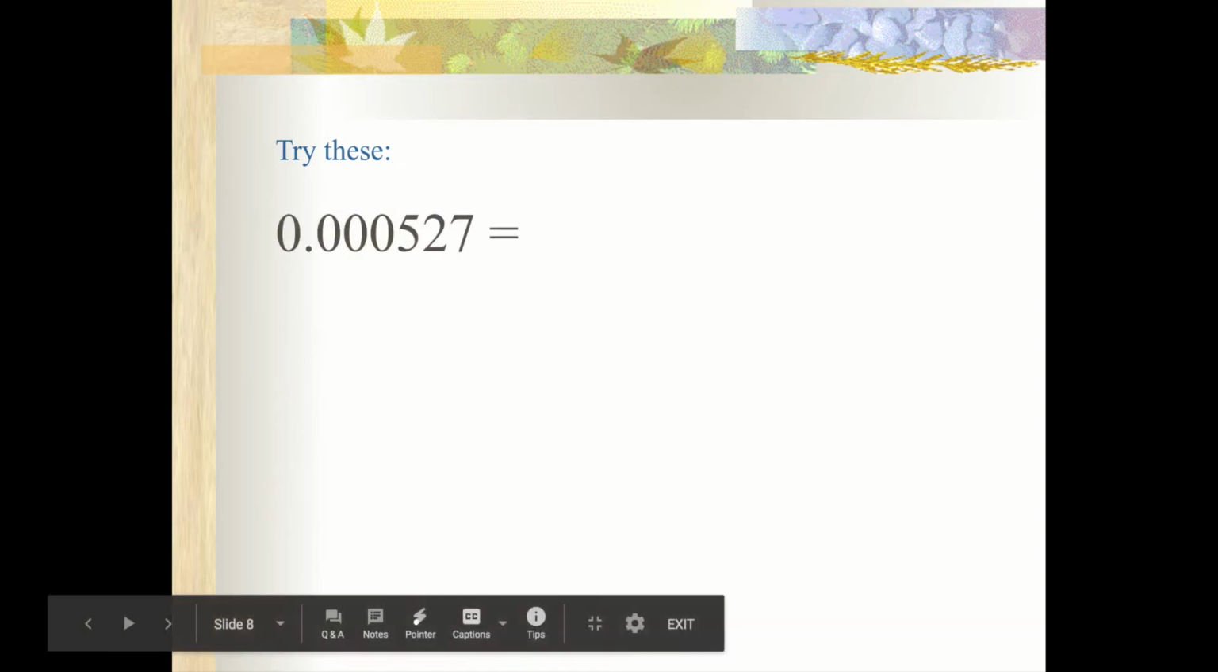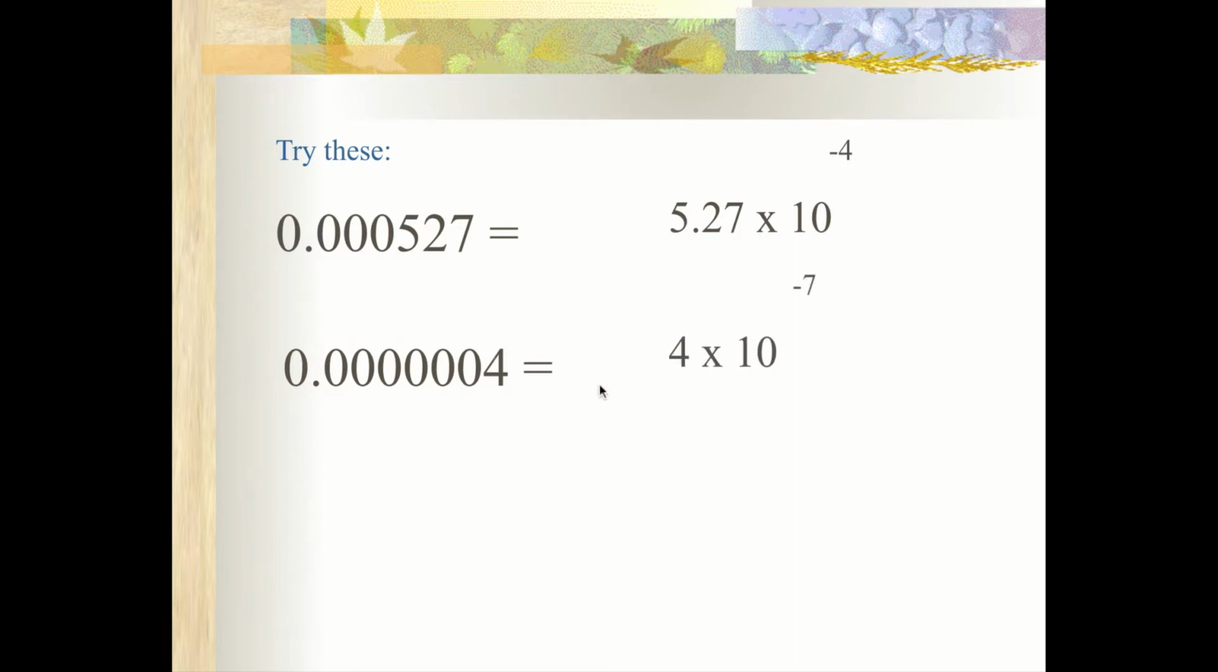Now let's try some with less than 1. We're going to move these the opposite way. 1, 2, 3, 4. Remember, we're going to stop right here because we want this number to be between 1 and 10. So we have 5.27 times 10 to the negative 4. Again, let's try it. 1, 2, 3, 4, 5, 6, 7. So I should have 4.0 times 10 to the negative 7.